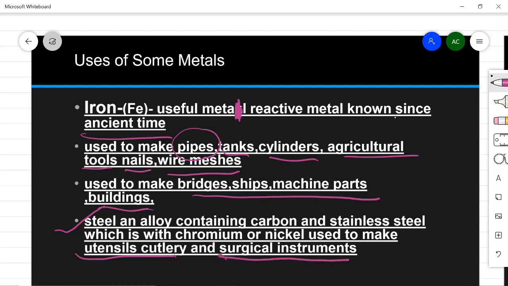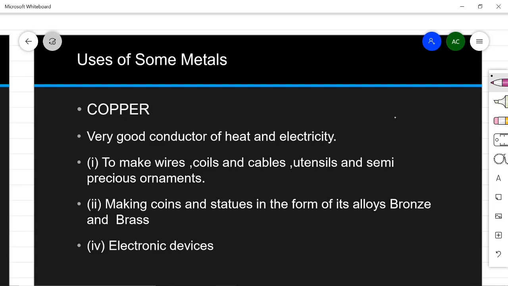And surgical instruments, all the instruments used in surgery, are made from stainless steel. And what is stainless steel? It is an alloy of iron containing some nickel, some chromium, some carbon. Okay. Then comes the use of copper.